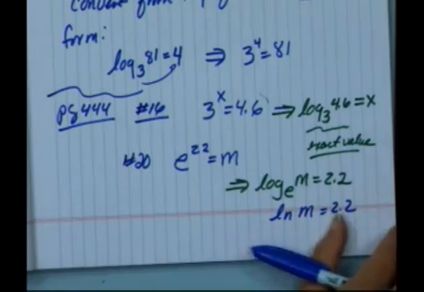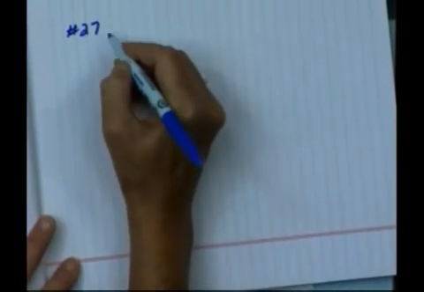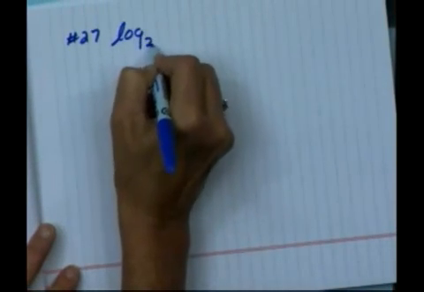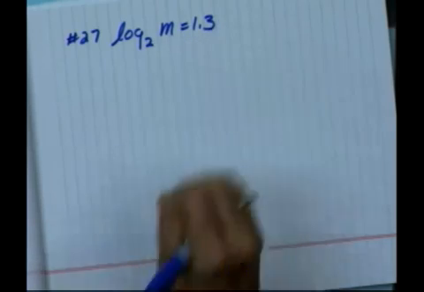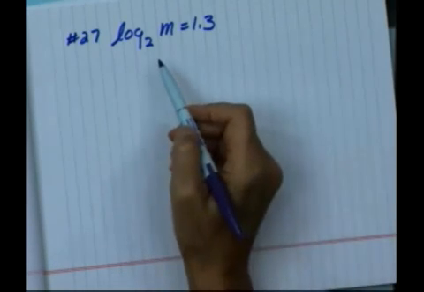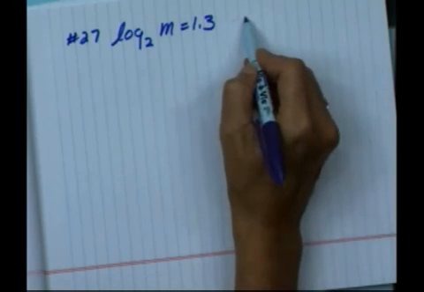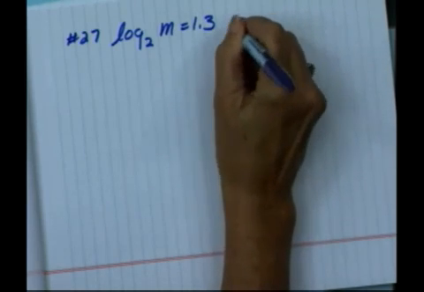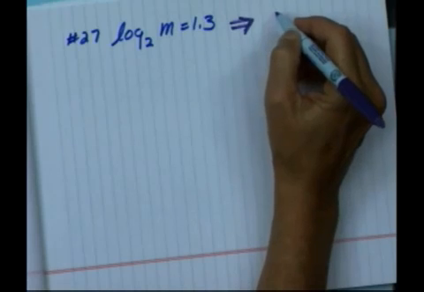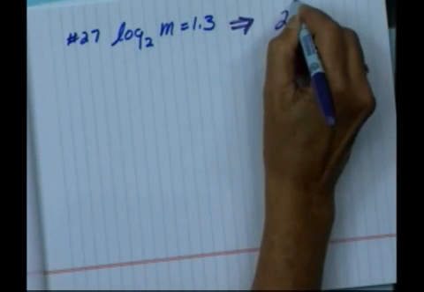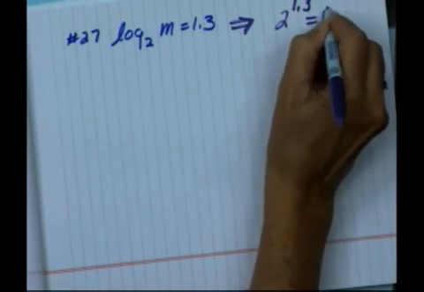All right, number 27, which is the top of the next page. We now have log to the base 2 of m equals 1.3. What kind of equation is this? What's it called? Logarithmic equation. And the instructions are to express it in its equivalent exponential form. Let's switch this to exponential form. What's it going to be? 2 to the 1.3 equals m.